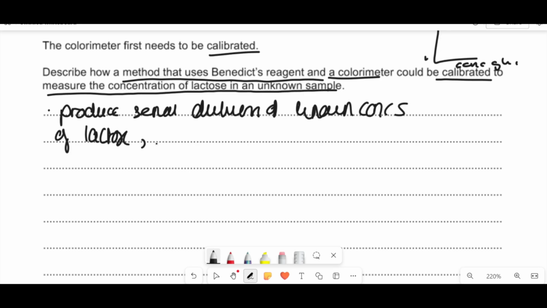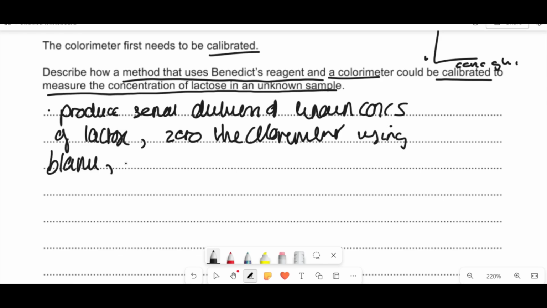Then you would zero the colorimeter first using a blank cuvette. And then you would use the red filter, because what will pass through it is going to be blue light. If you see an object that's green, it's absorbing all light except green, because green is coming back to your eyes, it's being reflected. So that's why we're going to use a red, or you could say orange, filter.